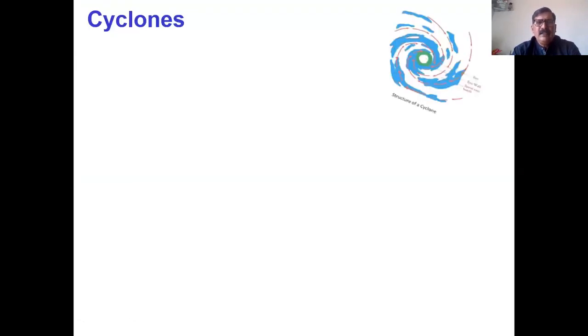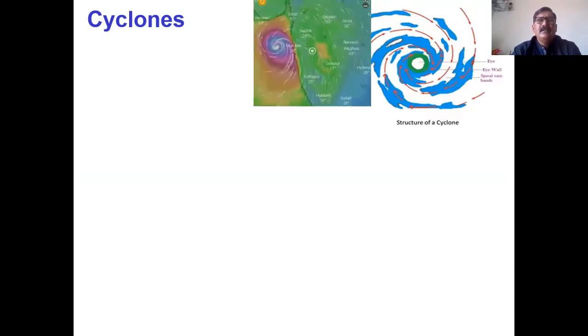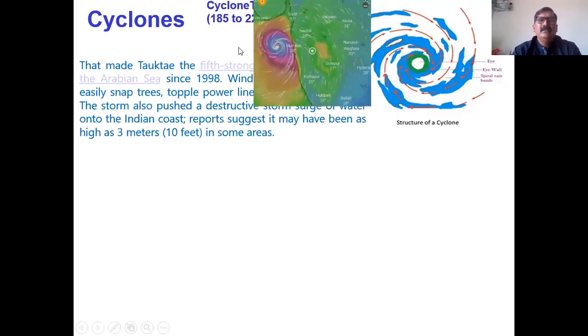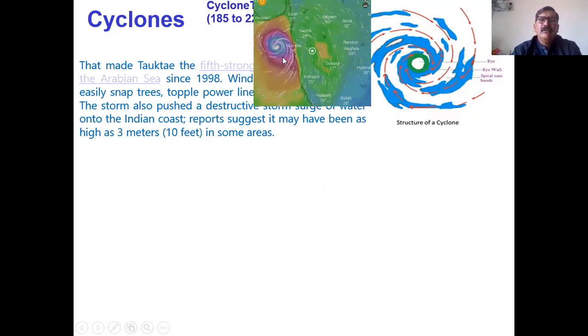Cyclone is already covered. This is the structure of a cyclone, and this is the cyclonic condition. Just now you were asked, but nobody could give the answer, maybe because of the time limit. So here the Tauktae cyclone happened in the month of May, 17th to 19th May 2021, and this is the picture of its development. This is a cyclonic condition. This is the eye of the cyclone, and this is the wall of the cyclone.